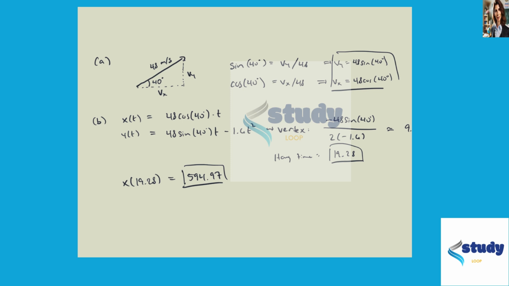And then finally, how high will the ball go? Remember, that's at the vertex, right? That's the time when the height is maximized. So that's just y of 9.64, which is about 148.74. And that's it for this problem.